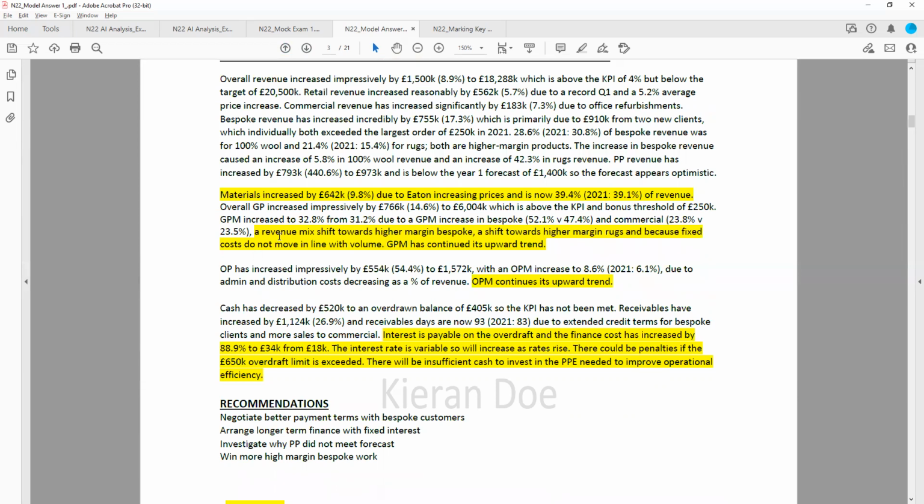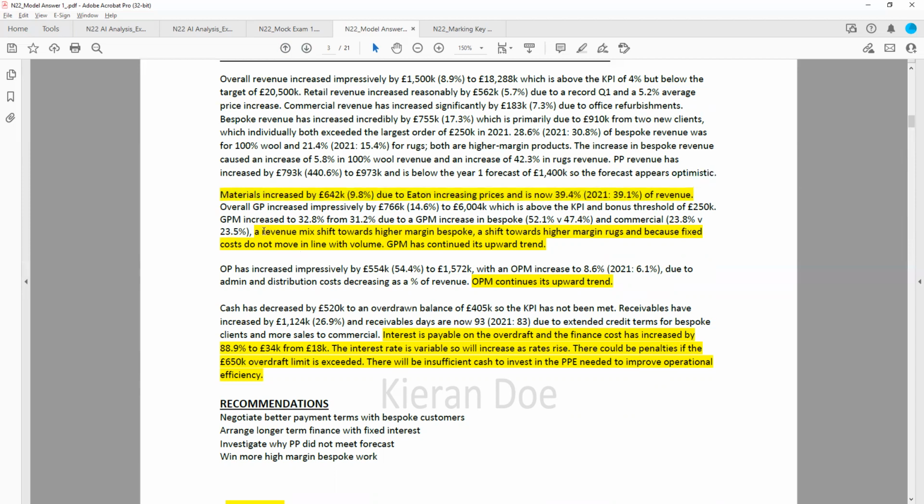I'm not adding points in like labor costs went up by 1.5% because of the 1.5% pay rise. It's not really that significant. It wasn't the biggest cost. It's not that much of a significant increase. However, I did decide to add in a point about materials, because that was a significant increase, and that's really increasing as a percentage of revenue. So that was the most important point in cost of sales where I added that in.